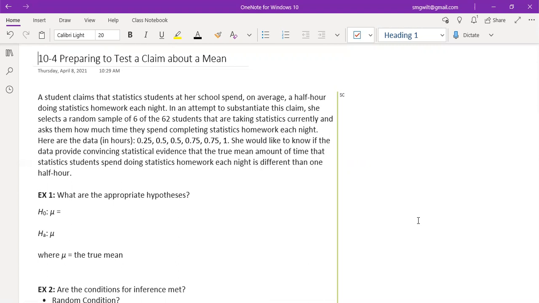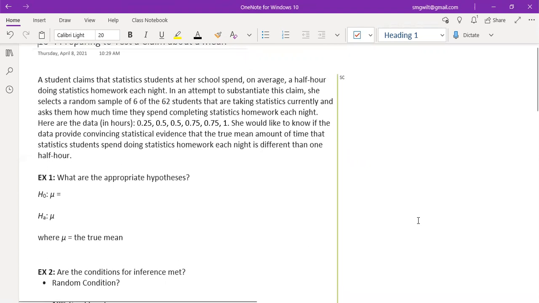So a student claims that as stats students at her school spend on average a half hour doing statistics homework each night. In an attempt to substantiate this claim, she selects a random sample of 6 of the 62 students that are taking statistics currently and asks them how much time they spend completing statistics homework each night. Here are the data in hours, so 0.25, 0.5, 0.5, 0.75, 0.75, and 1. She would like to know if the data provide convincing statistical evidence that the true mean amount of time that the statistics students spend doing stats homework each night is different than 1/2 hour.